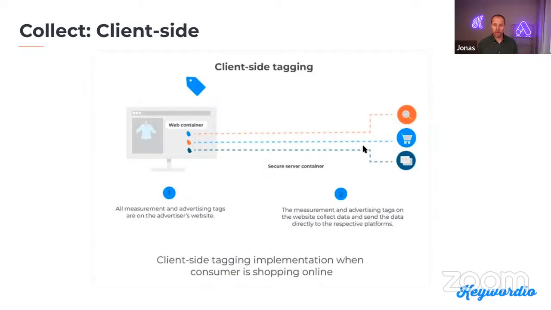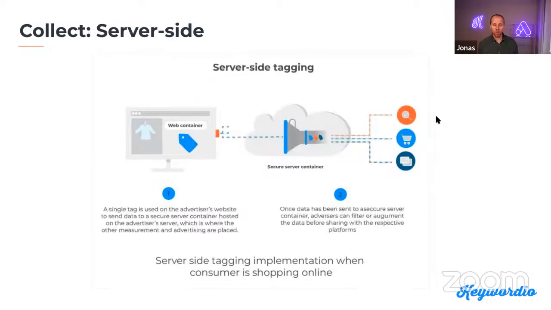So what is the difference between client side and server side? Client side, you have all the tags directly on the web, and they are sent directly to, for example, analytics, Facebook or TikTok. Doing it server side, you have one container on the website. This also helps you increase the page speed, which is important for your business. But then it sends that information to a secured server that you manage. It could be Google Cloud, or any other cloud provider.